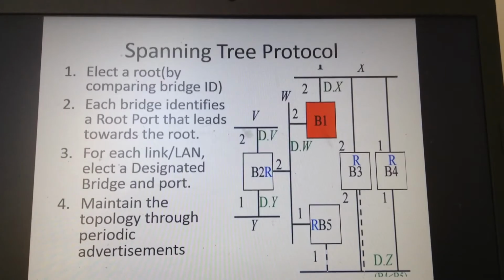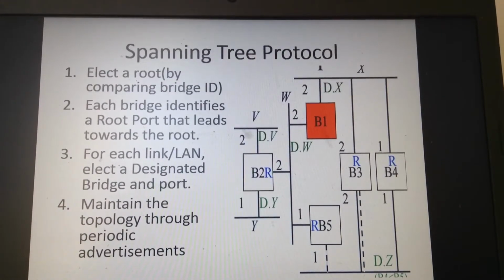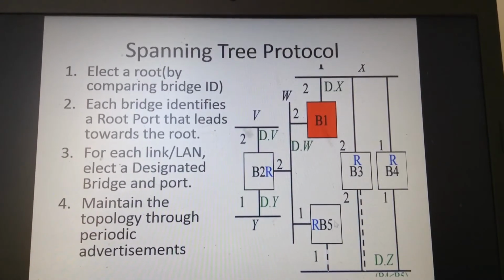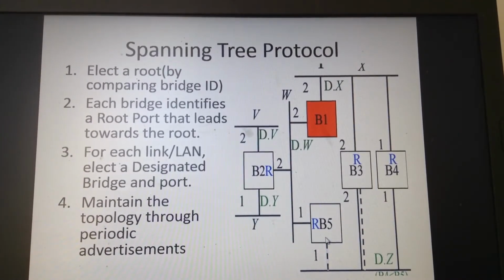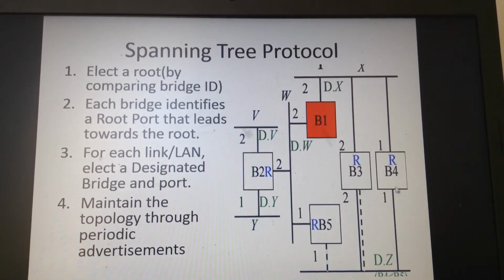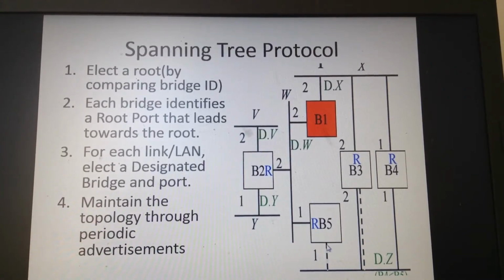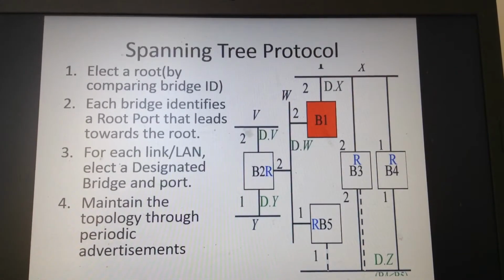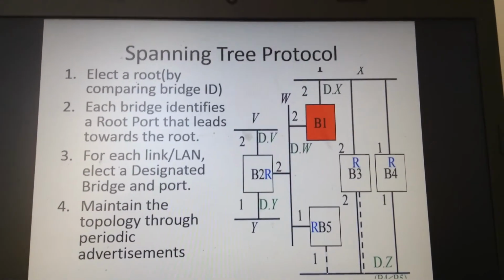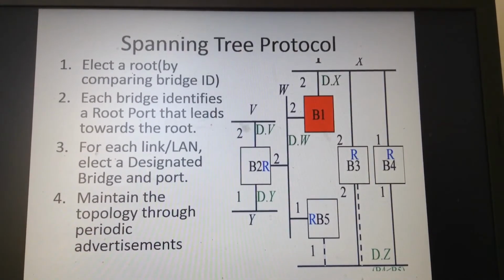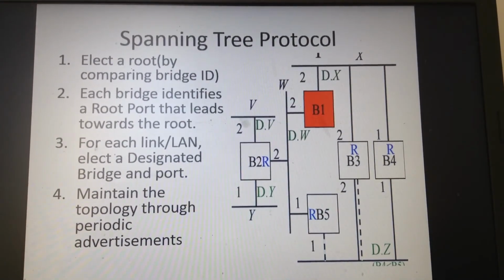And the third step, we have to elect the designated bridge and port. For example, for the Z line, we have to compare these three ports, and we can find that the cost of this port is higher than both of these two ports. So the designated port may be this one or this one for the Z line. And the fourth step, we have to maintain the topology through periodic advertisements.